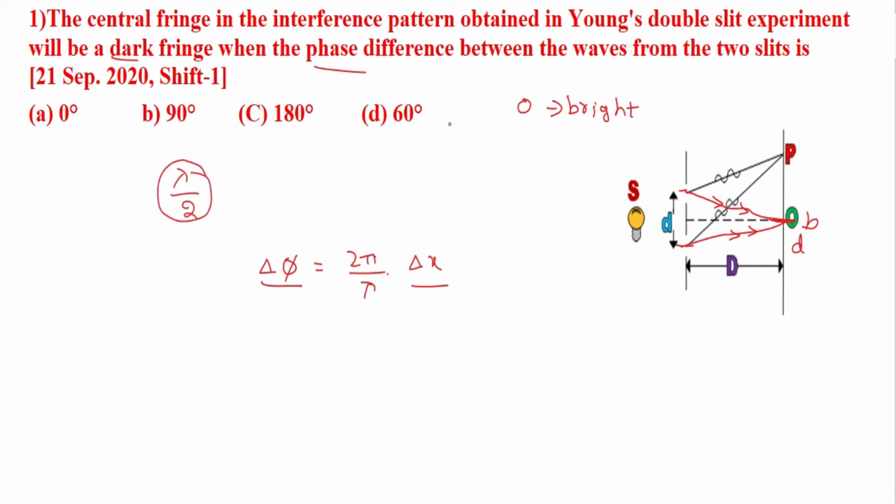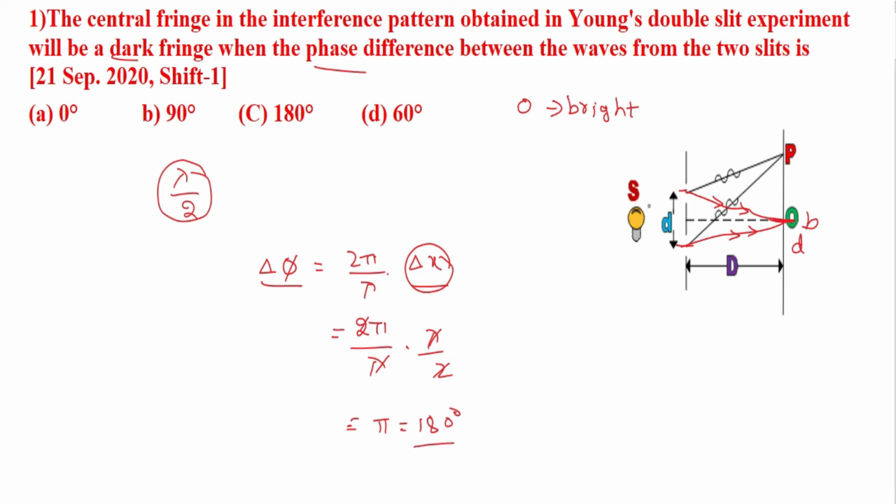Then what is the phase difference? I have to substitute lambda by 2 in delta x. Then what will I get? 2 pi by lambda into lambda by 2. This 2 will get cancelled, lambda will get cancelled. That is equal to pi, which is nothing but 180 degrees. So our answer is C. For the central fringe to be dark, the phase difference between these two waves should be 180 degrees.